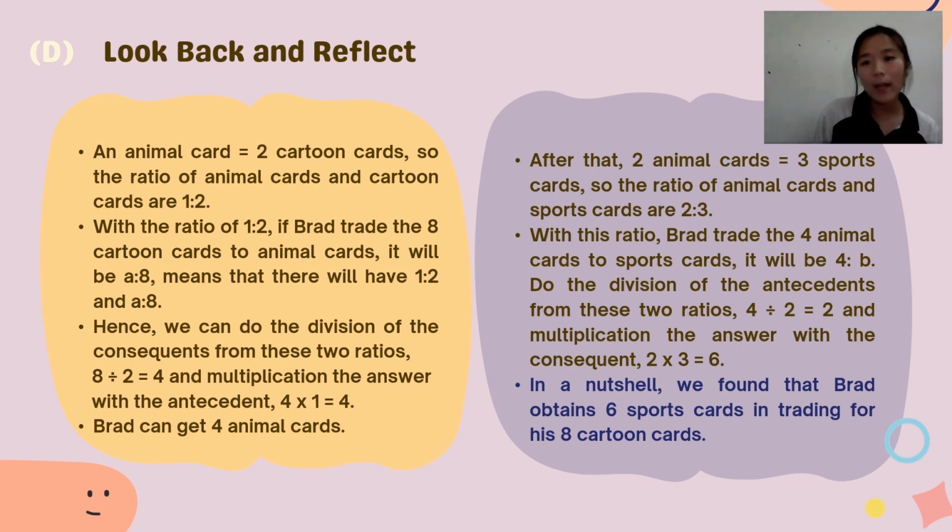After that, 2 animal cards are equal to 3 sports cards, so the ratio of animal cards to sports cards is 2:3. With this ratio, if Brett trades the 4 animal cards for sports cards, it will be 4:B. Do the division of the antecedents from these 2 ratios, using 4 divided by 2 is equal to 2, and multiply the answer with the consequent, which is 2 times 3 is equal to 6. In a nutshell, we found that Brett obtained 6 sports cards in trading for his 8 cartoon cards.